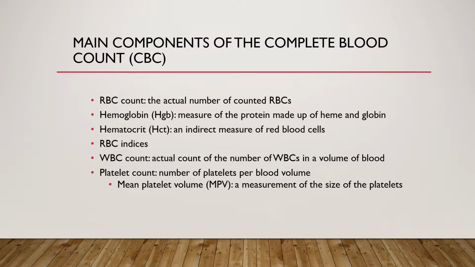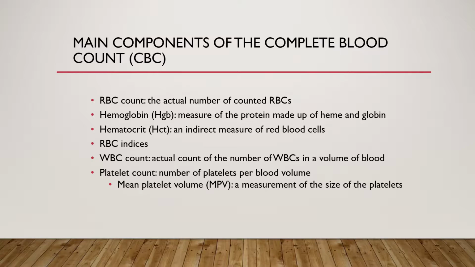Big thing I want you to know about CBCs is what is involved in a CBC. RBC count is the actual number of counted RBCs. That tells us if there is a problem with the body manufacturing red cells. Hemoglobin and hematocrit. Hemoglobin is the measure of protein made up of heme and globin, and hematocrit is an indirect measure. They actually triple the hemoglobin. So hematocrit should be roughly 3 times the amount of the hemoglobin.